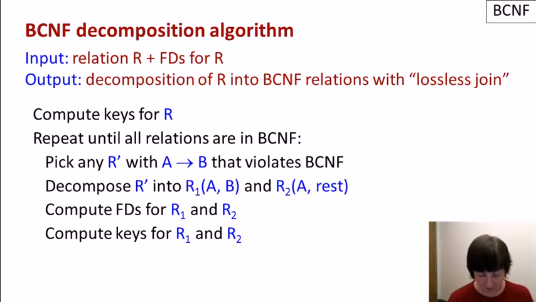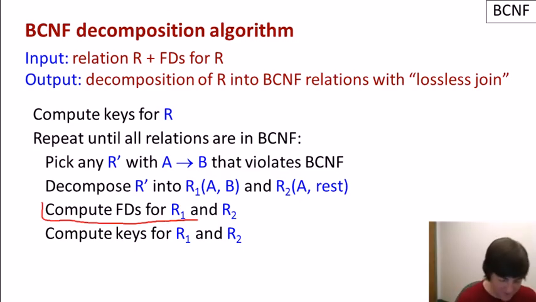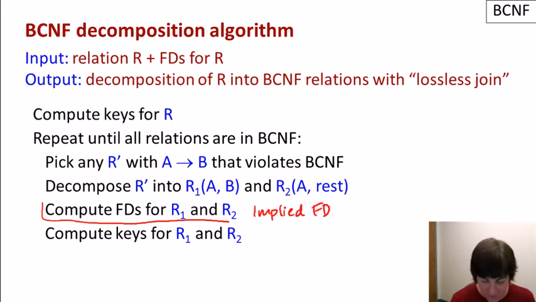Let me mention a few more things about the algorithm. First of all, I left this step kind of mysterious, which is how we compute the functional dependencies for the decomposed relations. We can't just take the functional dependencies we already have for the bigger relation and throw away the ones that don't apply exclusively to one or the other of the decomposed relations. We actually have to compute the functional dependencies that are implied and that apply to these relations.